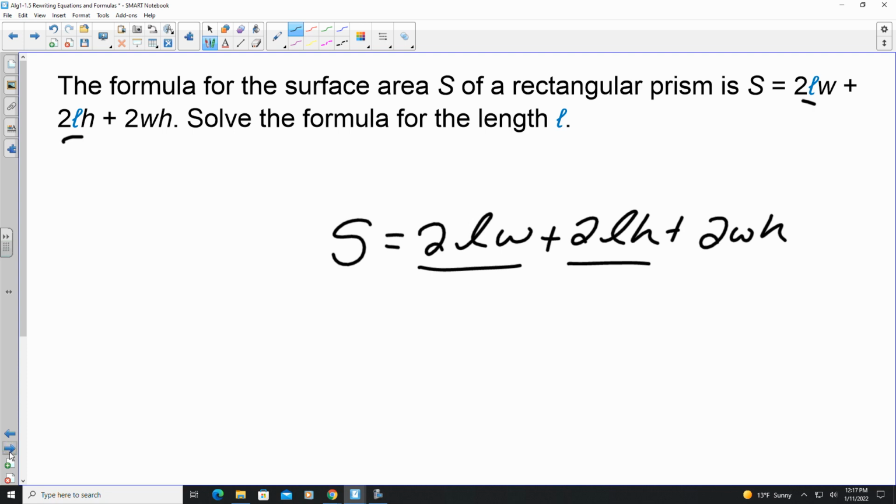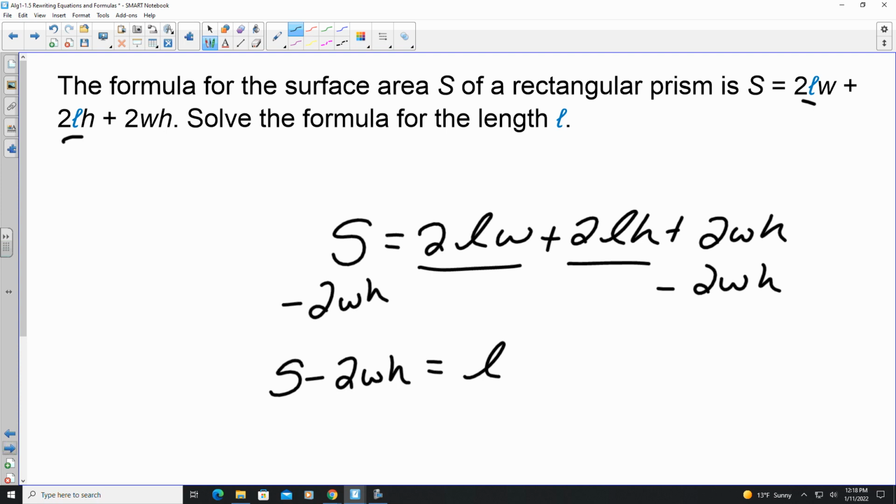If you notice, these two terms have L in it. So what I'm going to do first is subtract 2WH from both sides. The reason for that is now I can do that reverse distributive property. So now I have S minus 2WH on the left-hand side. And now I am going to take this L and put it to the outside. And what I have left is 2W plus 2H.